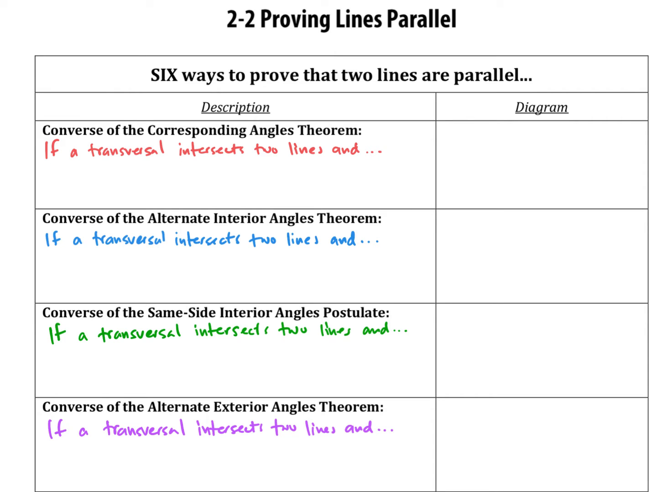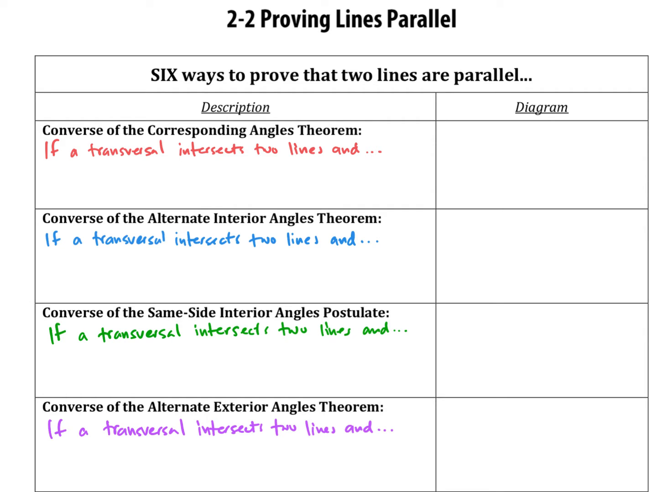So you can see on your note sheet that you're going to have a table that lists 6 different ways to prove that two lines are parallel, and the first 4 of those all start with "converse of." Converse of the corresponding angles theorem, converse of the alternate interior angles theorem, converse of the same side interior angles postulate, and converse of the alternate exterior angles theorem.